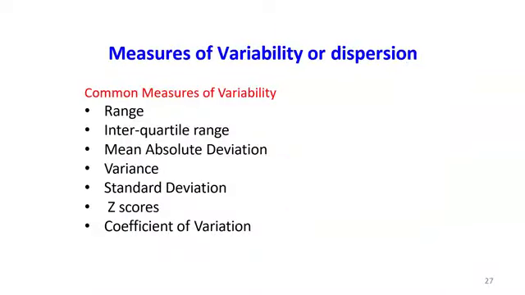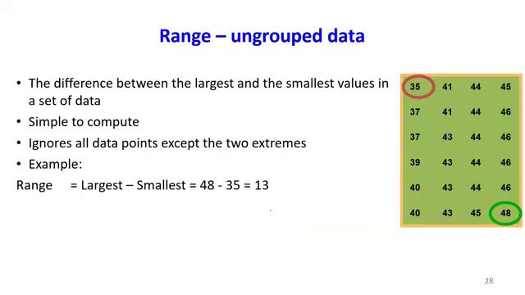Now, what are those measures of variability? There are multiple measures, but the common ones are range, interquartile range, mean absolute deviation, in short called MAD, and then the variance, the standard deviation, z-score, coefficient of variation, and so on. So there are multiple measures when it comes to dispersion.